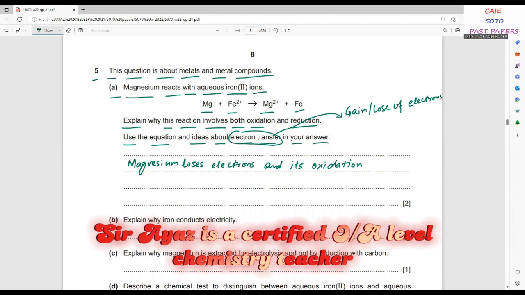So you will write iron 2 ions gain electrons and it is reduction.